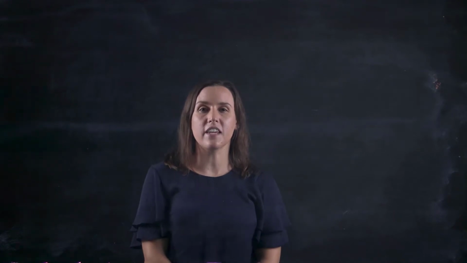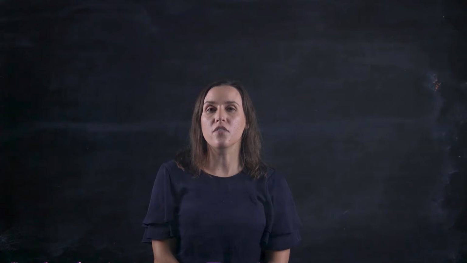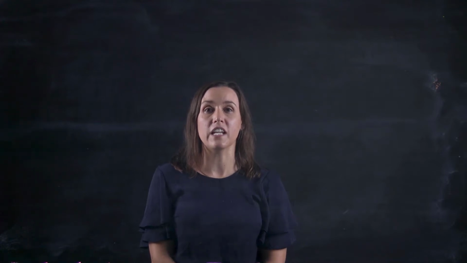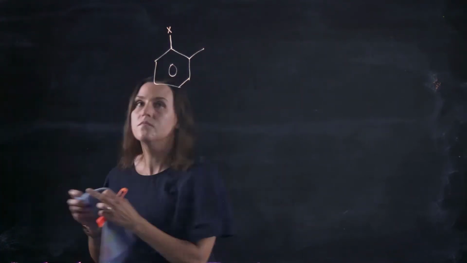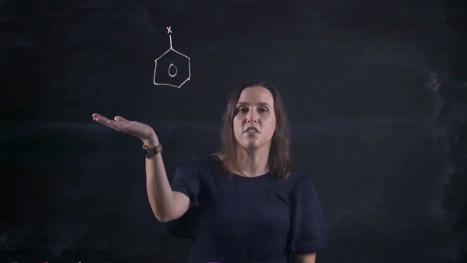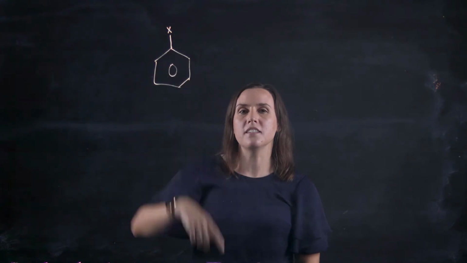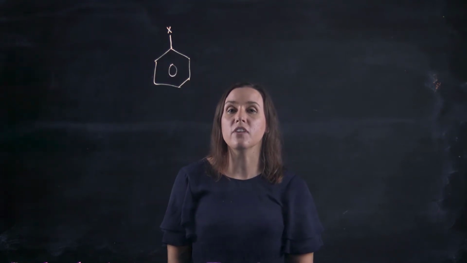Hi, so today I want to look at the electrophilic aromatic substitution reactions of monosubstituted benzenes. So a monosubstituted benzene is a benzene ring that has something already attached to it. So this is a monosubstituted benzene ring. It has a group already attached to the benzene, and it can still react under electrophilic aromatic substitution reactions.